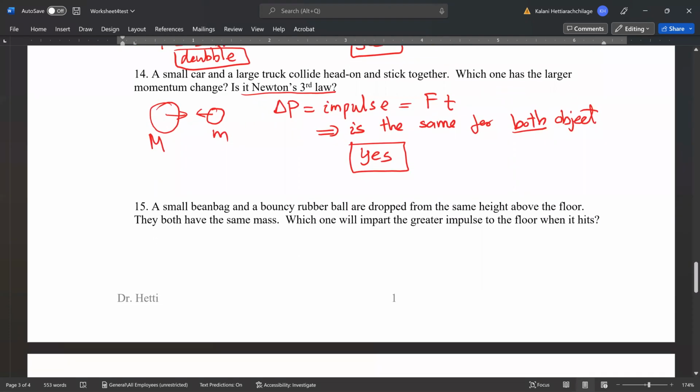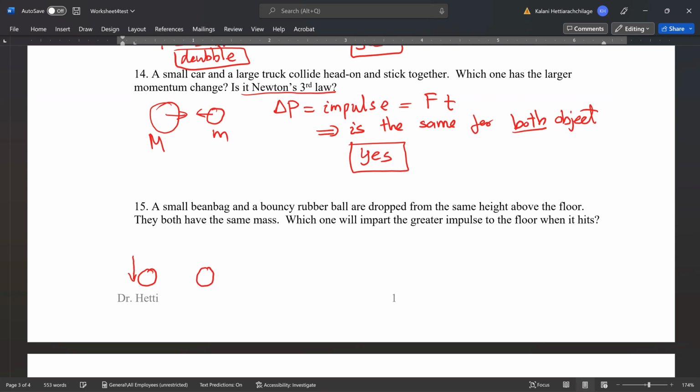Okay, number 15. A small beanbag and a bouncy rubber ball are dropped from the same height to the floor. They both have the same mass. Which one will impart the greater impulse to the floor? So now we have the bag, you're going to drop it, right? And there is a rubber ball, you're going to drop it. What is the difference between these two?